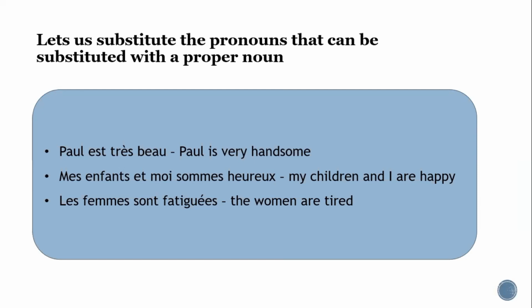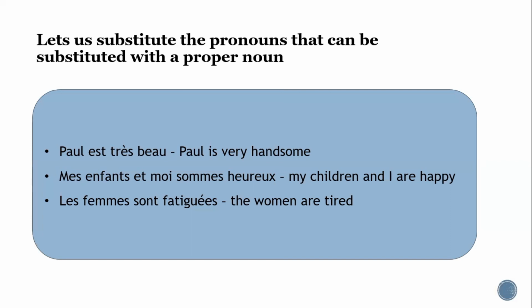But we need he and we need she. So if you want to substitute he with a proper noun, it would be like Paul or anyone's name. You can say Samuel est très beau. Or we can change it to feminine and say Grace est très belle. That is, Grace is very beautiful, and Samuel est très beau is Samuel is very handsome.